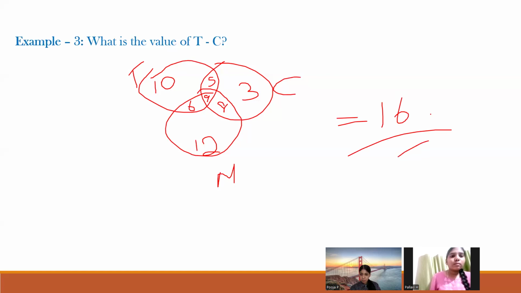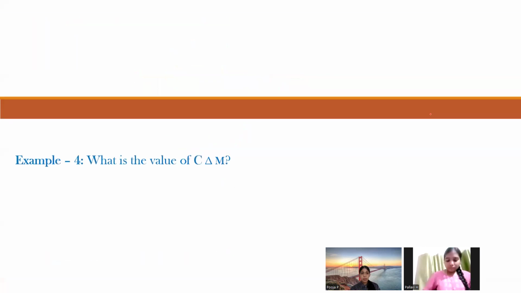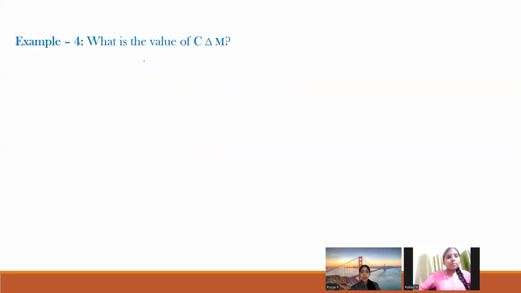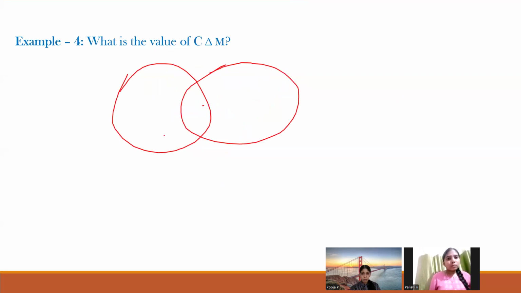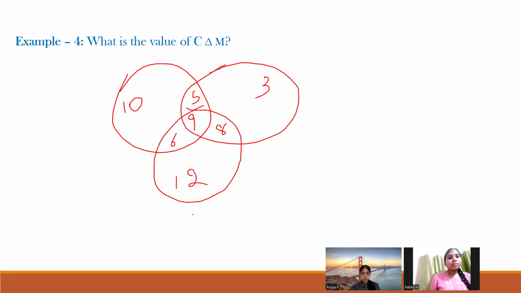Clear? Yes, ma'am. Okay. So the next example, what is the value of C symmetric difference M? So you're given tea, you're given coffee, you're given milk. This value given is 9, this is 5, this is 6, this is 8. Again, this is 10, 3, and 12. So this is milk, this is coffee. So they've asked all those students who drink coffee but not milk, plus all those students who drink milk but not coffee. So let's do the first part.